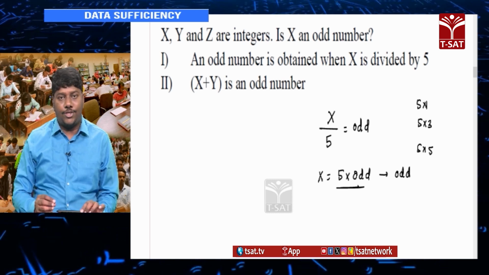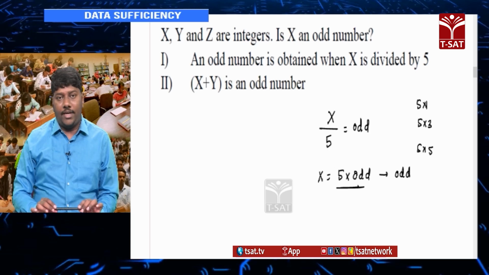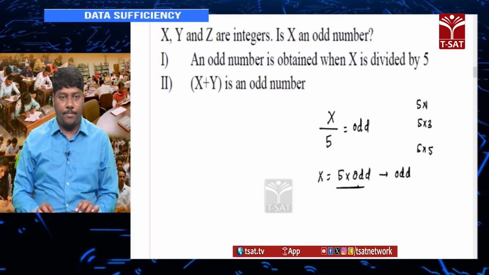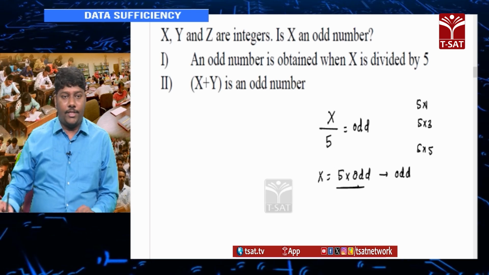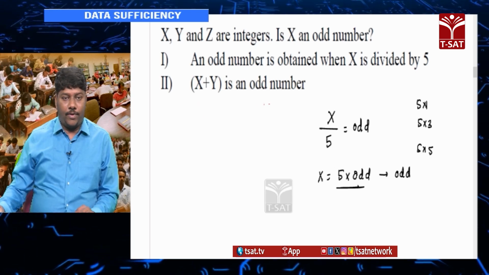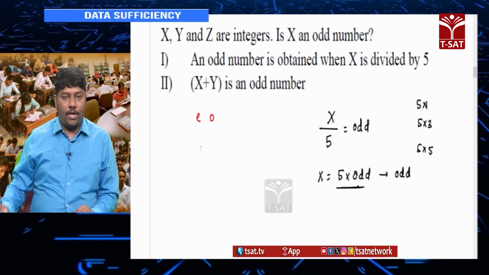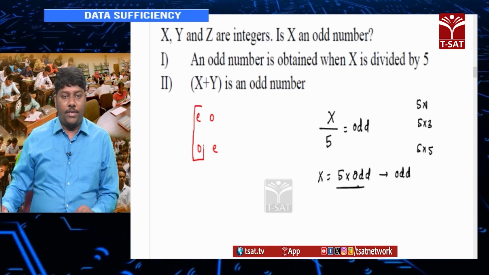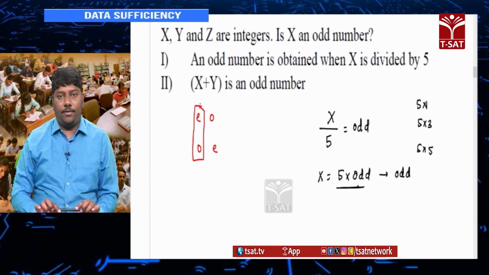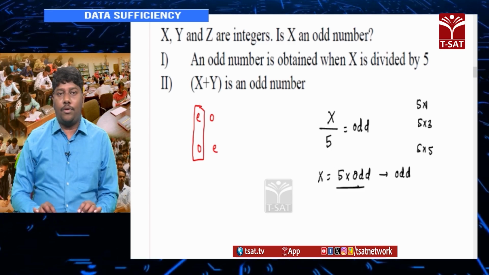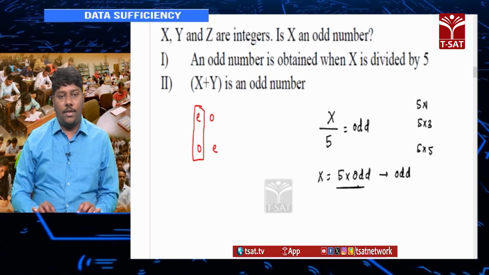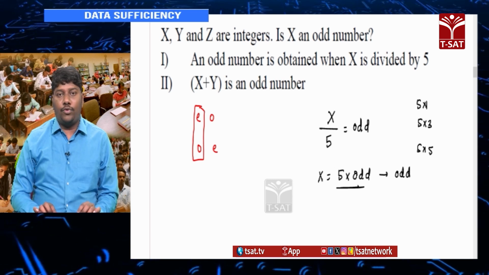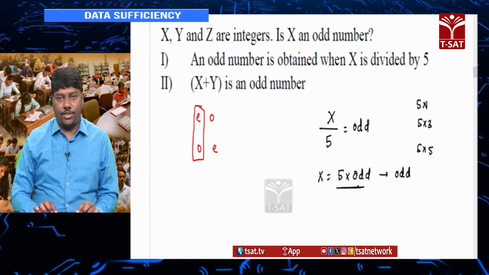Now, you have to look at statement 2. When you are looking at statement 2, you don't need to take the data which is given in statement 1. Statement 2, x plus y is an odd number. X plus y is an odd number when x is even, y is odd, or when x is odd, y is even. So, there are two cases. So, from this you can say x can be even or odd. So, it is an ambiguity. So, you can't say anything about x if you take only the data which is given in statement 2. So, statement 2 is not sufficient to answer the question.